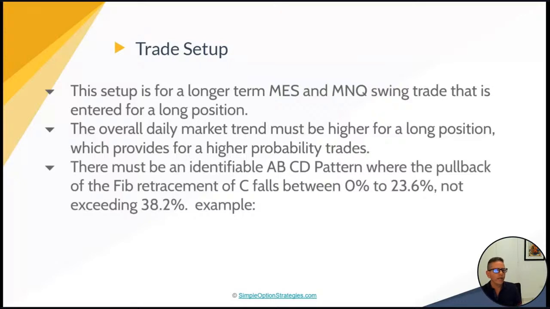All right, so I'm going to get a little bit technical here using Fibonacci. Fibonacci is made up of percentages of a range, right? Each line is a percentage within a range that the market goes through. Okay, so as part of the trade plan, I use an ABCD pattern, and I'm going to share that with you, where the pullback or retracement in the fib is C, and it falls between 0 and 23.6%, not exceeding 38.2.